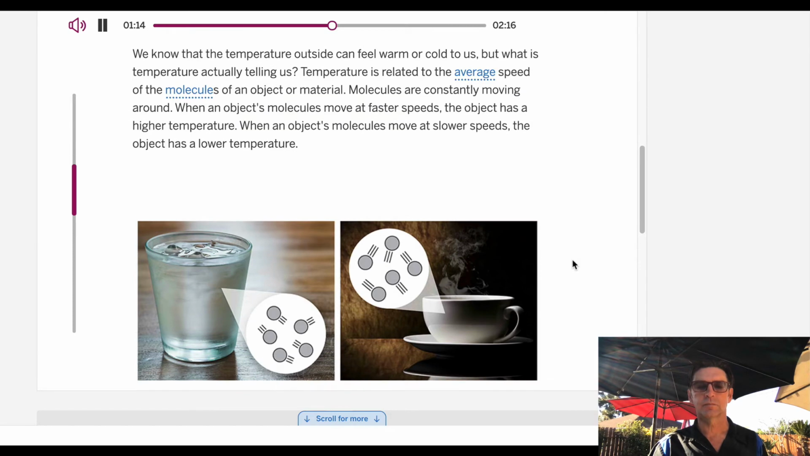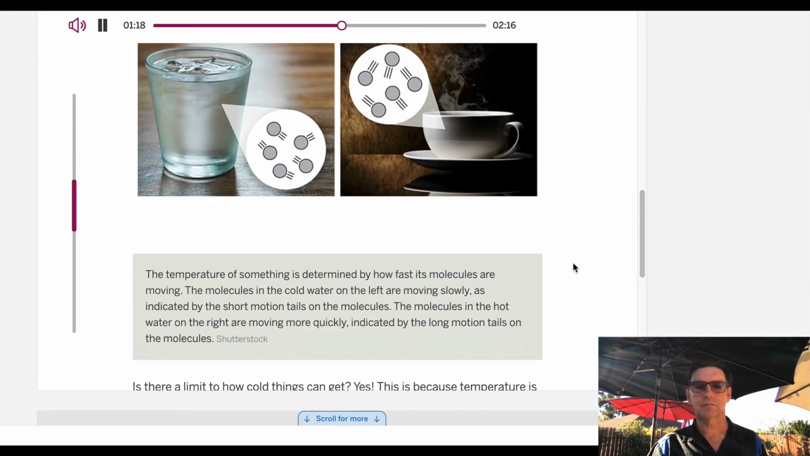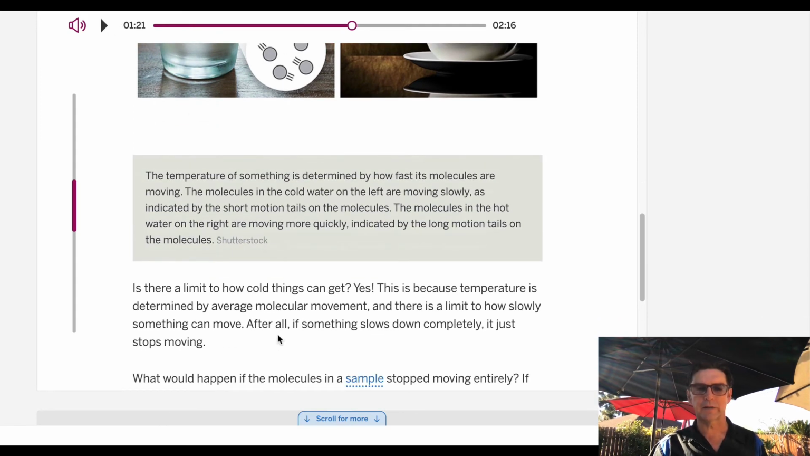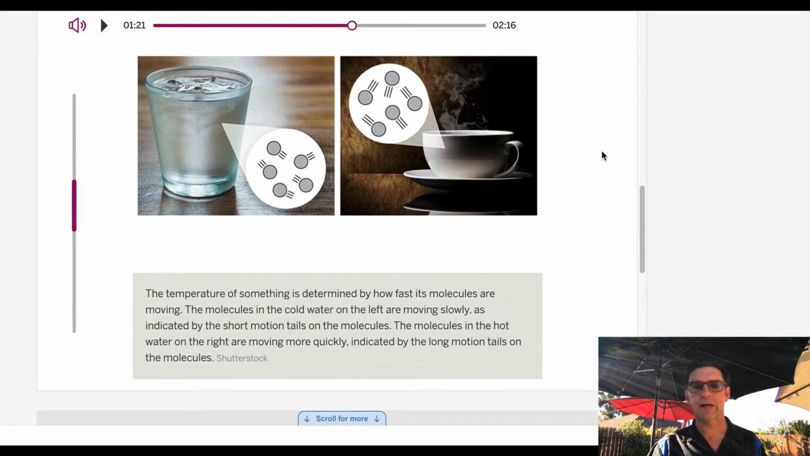Is there a limit to how cold things can get? Yes. This is because temperature is determined by average molecular movement. I love looking at pictures and reading the captions because that's how you learn a lot. Now notice they're showing here cold water. I don't see the difference between this picture and that picture, but I guess longer tails. So these longer tails are like, oh, they're bouncing around faster, bouncing around slower.